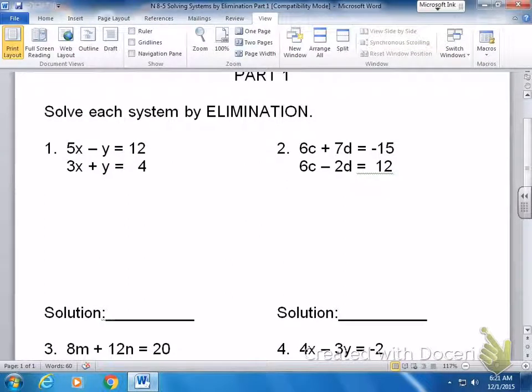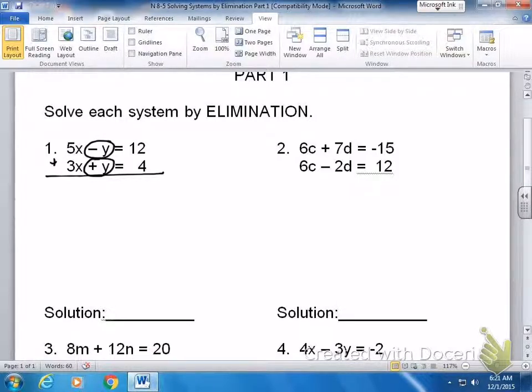So let's look at number one. It says solve each system by elimination. We have 5x minus y equals 12 and 3x plus y equals 4. So what we want to do is add our equations together. The reason we're going to add them together is because we have a negative y and a plus y, and when we add those together, they're going to eliminate themselves. That's why it's elimination. It's going to leave us with just x's so that we can solve. So let's go ahead and add these together.